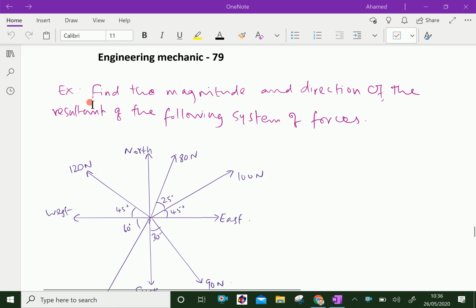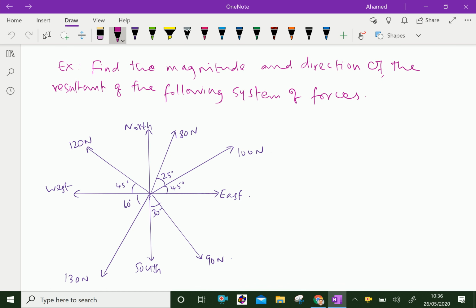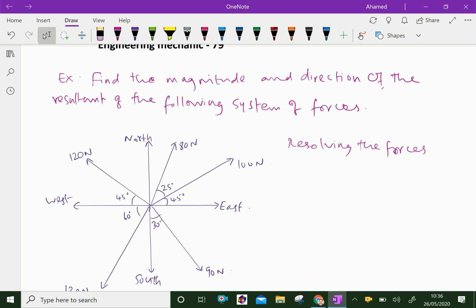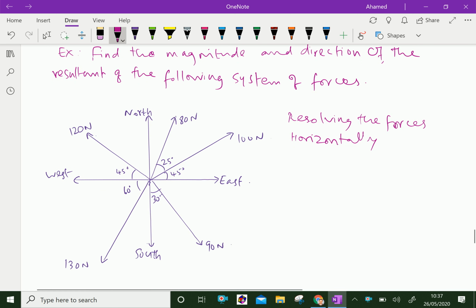Look at this example. Find the magnitude and direction of the resultant of the following system of forces. Here, the force diagram is given. Now, resolving the forces horizontally, that means sigma H.